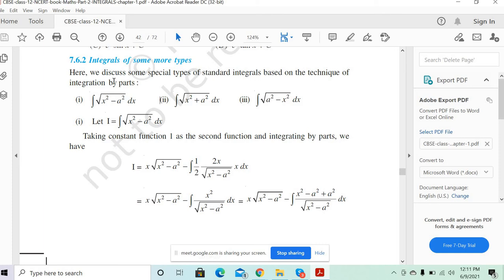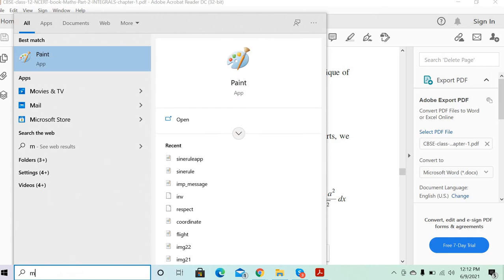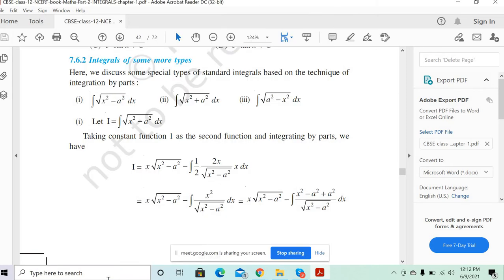And then we'll try to find it, because we have here this root of x square minus a square. We can treat it as one function and multiply by 1 as a constant, right? 1 into integration of this as the constant function, correct? So first function is root of x square minus a square, second function will be constant 1, clear? And then we'll try to do that. Can we just try this part? Let's try the first one, Vijay.